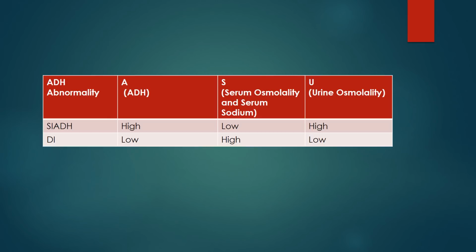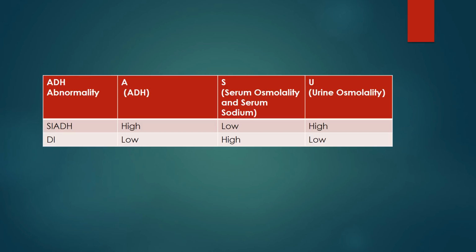And then because we have so much water in the body, our serum osmolality will be low. So write low or a down arrow in the next box. And then because all the water's in the body, our urine is concentrated, so our urine osmolality will be high, so write high in the U column.